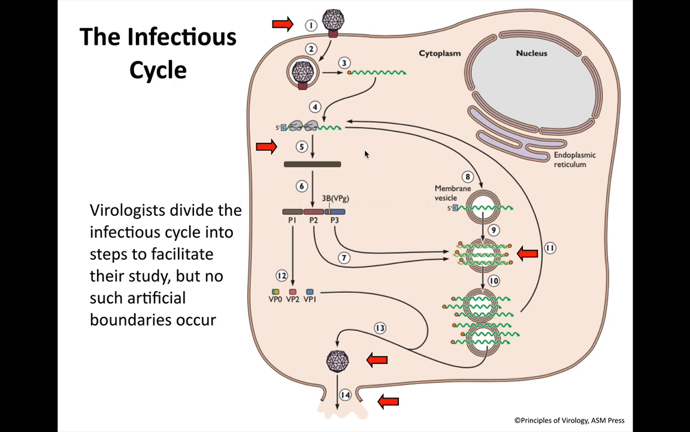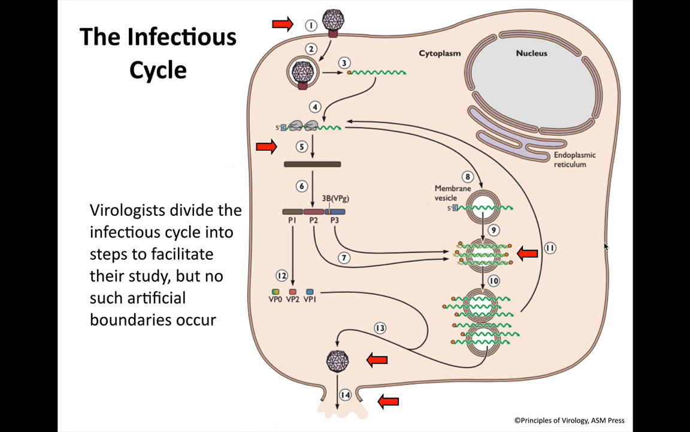So that's what we mean by the infectious cycle, everything that happens from start to finish as a virus is replicating, as a virus is producing new infectious particles within the cell, because remember, all viruses are obligate intracellular parasites. Now, we divide the infectious cycle into steps, as I've shown here with these red arrows and the numbers. Of course, there are no steps within a cell. Everything happens in a continuum. There's a beginning when the virus attaches, and there is an end when the virus lyses.